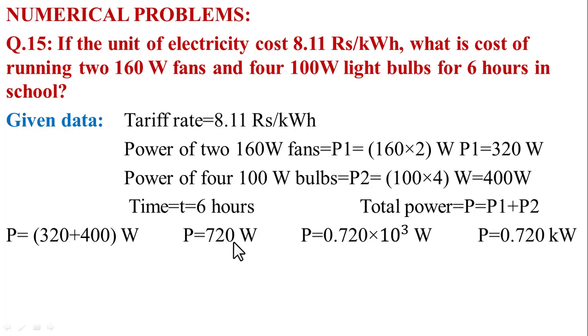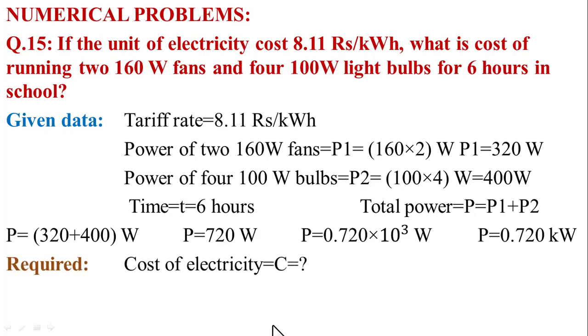We can write it in kilowatt. So power P is equal to 0.720 multiplied by 10 raised to power 3 watt. Now we can say that power P is equal to 0.720 kilowatt, and we require the cost of electricity.